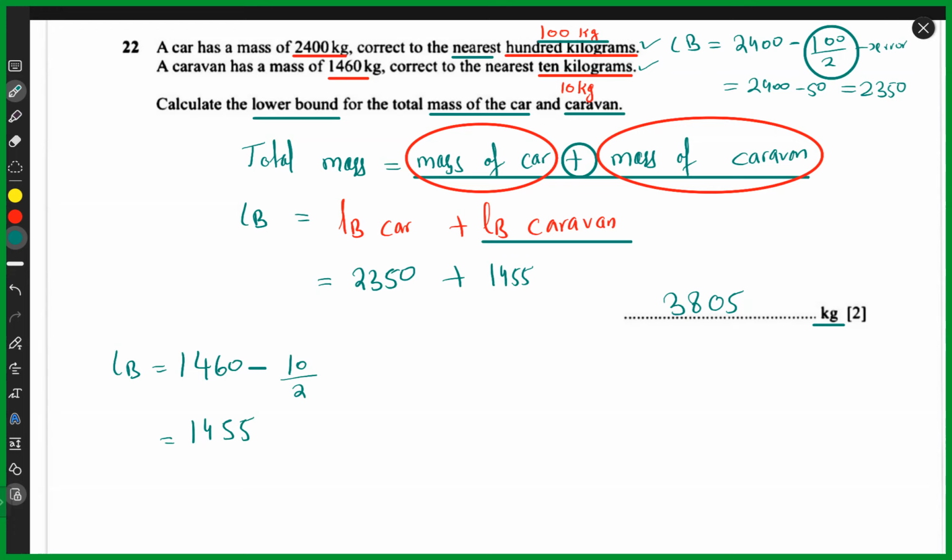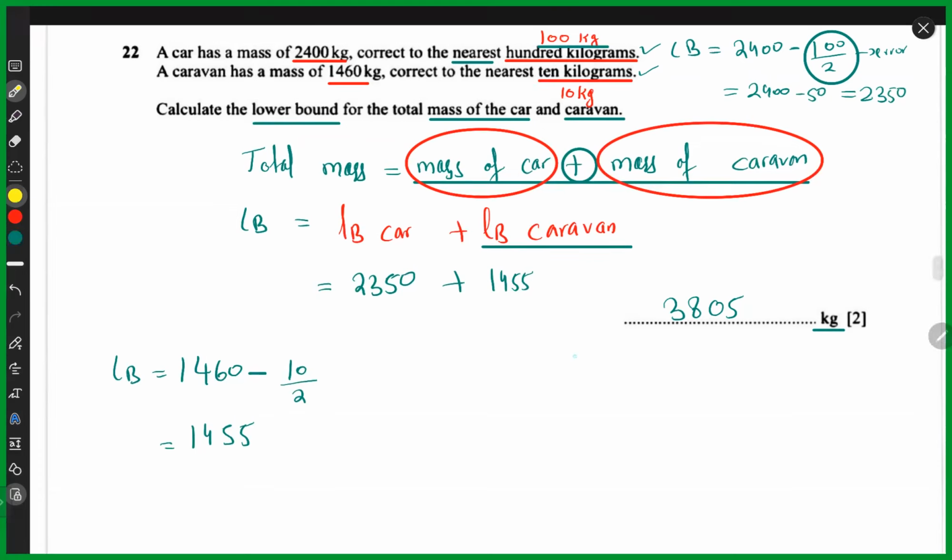Why is the error not 0.5? Okay, very good. I'll tell you. For both of them, what is error? Error is accuracy divided by 2. Okay. Urva, what is the accuracy for the car? Look at this. Accuracy is basically written after the word nearest. That's just my way of explaining this. So it's nearest. After nearest, what is the number? The number is 100. So the accuracy for mass of car is 100. It would be 100 divided by 2 and it would be 50.